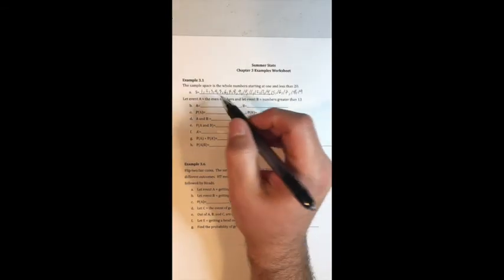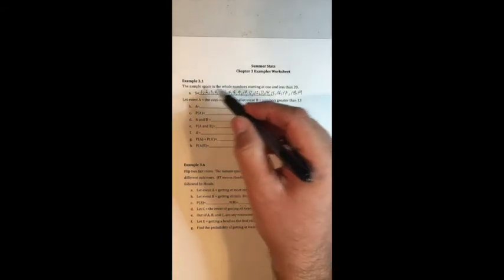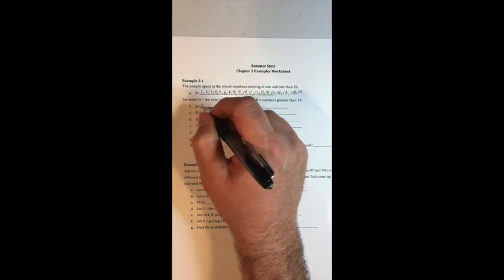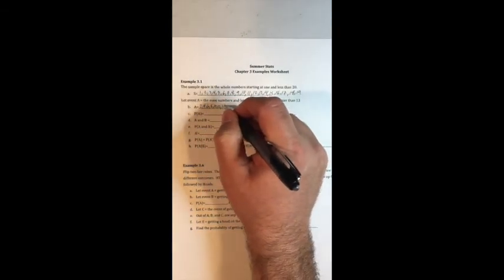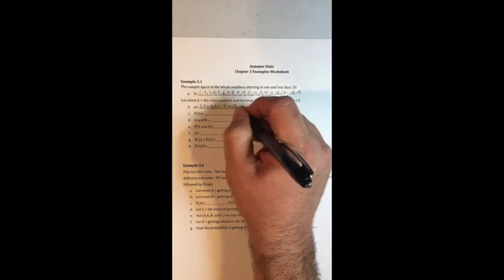Should have made my line longer. Between 1 and 19. Okay. Event A is the even numbers, and event B is numbers greater than 13. So to figure out A, we just need the even numbers between 1 and 19. So 2, 4, 6, 8, 10, 12, 14, 16, and 18.